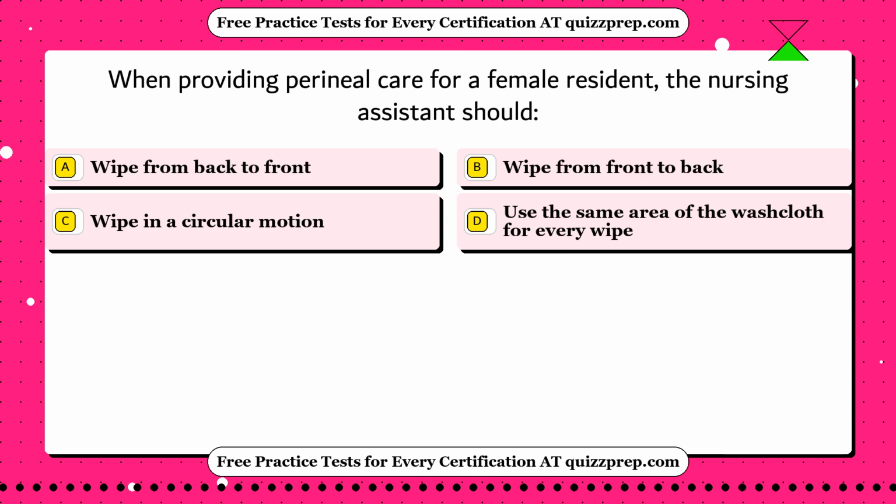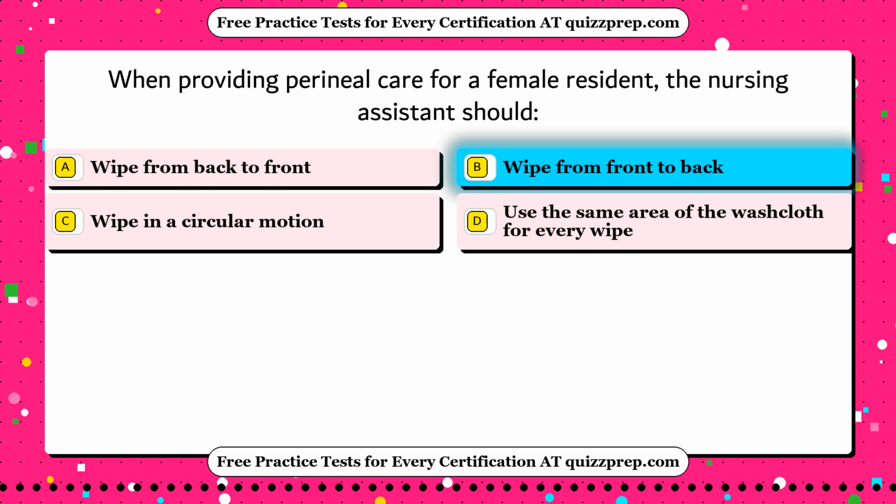Question 51. When providing perineal care for a female resident, the nursing assistant should: Option A. Wipe from back to front. Option B. Wipe from front to back. Option C. Wipe in a circular motion. Option D. Use the same area of the washcloth for every wipe.